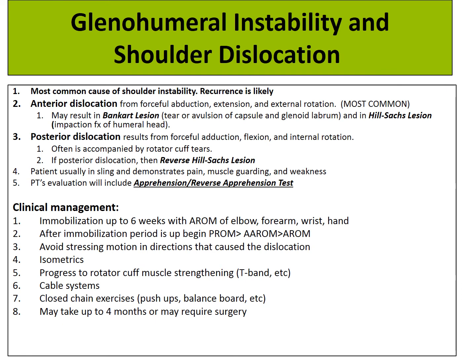Glenohumeral instability or shoulder dislocation can occur both in the anterior and posterior direction. And often once a dislocation has occurred, it is more likely to reoccur again unless there has been some surgical intervention. The anterior dislocation is going to result from forceful abduction, extension, external rotation. And this is the most common direction of dislocation.